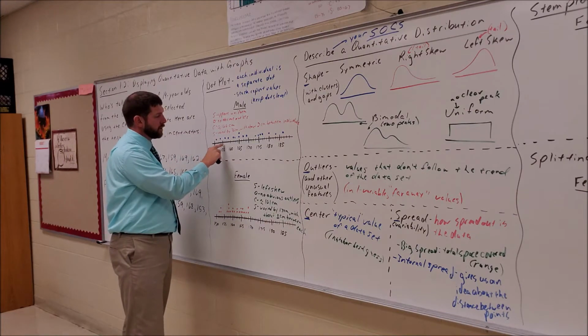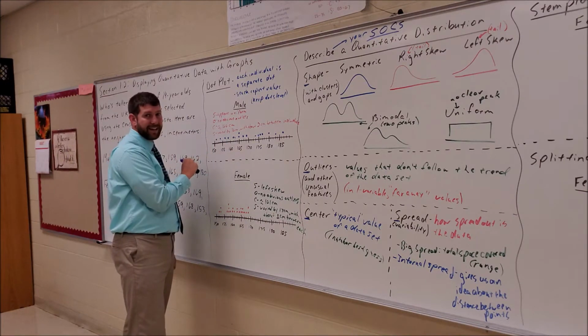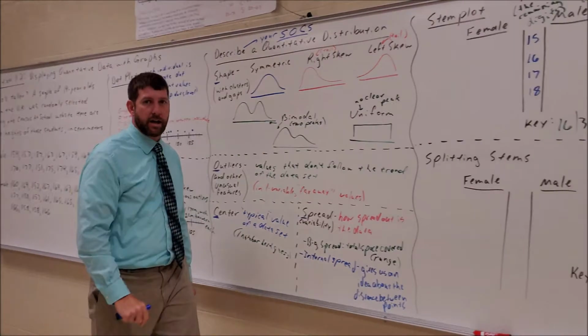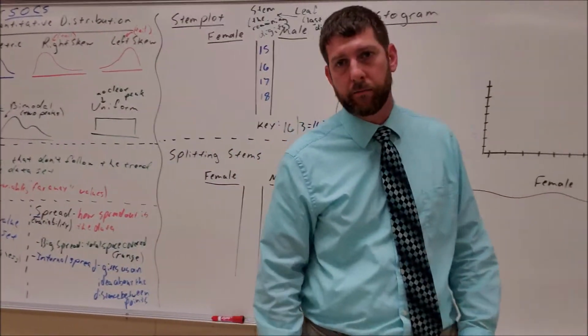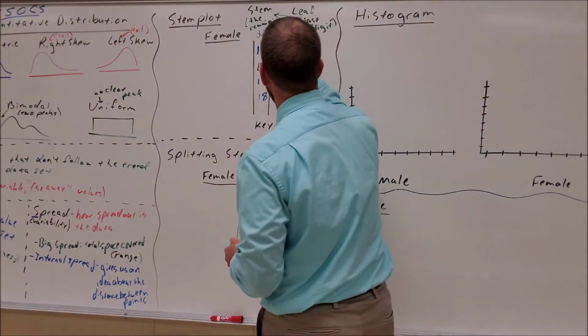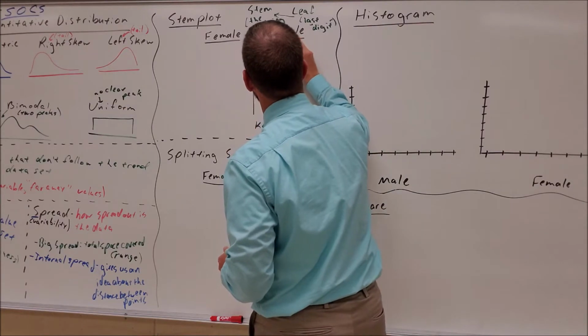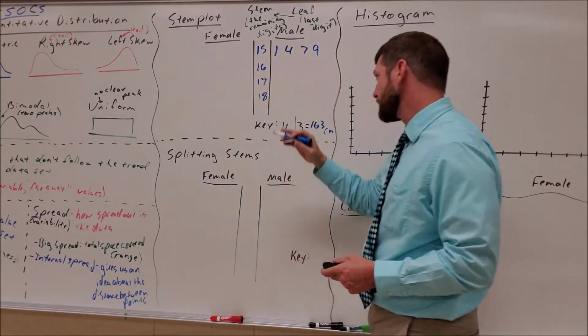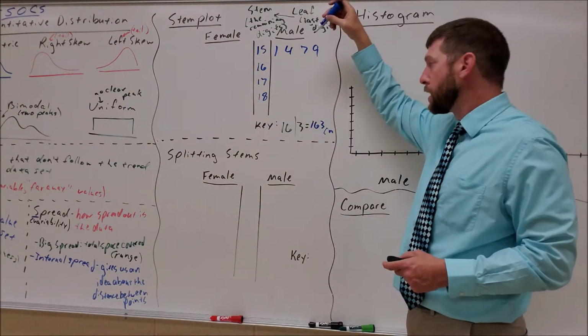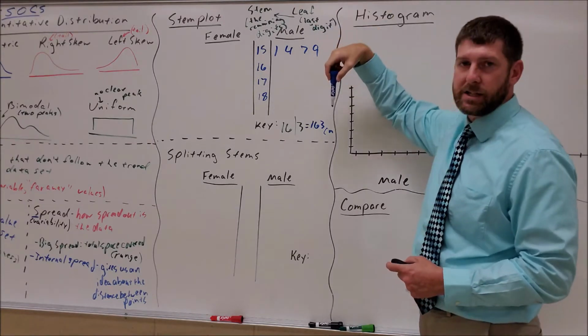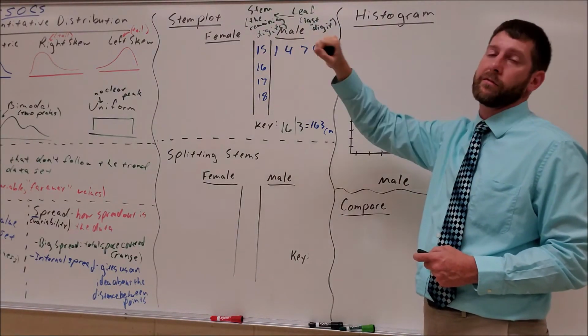154, that's a 4, then a 7, then a 9. So 1479 is the way this first row is going to look. All right, so 1479. See how I spaced them? I don't need commas because each leaf is a digit. That's like each leaf is like a dot from the graph.